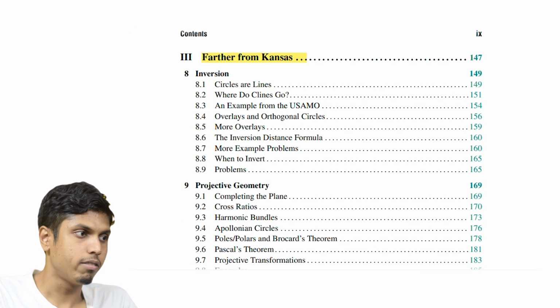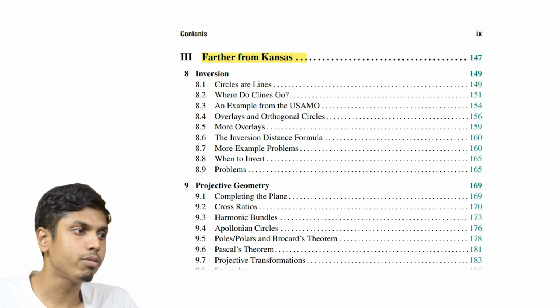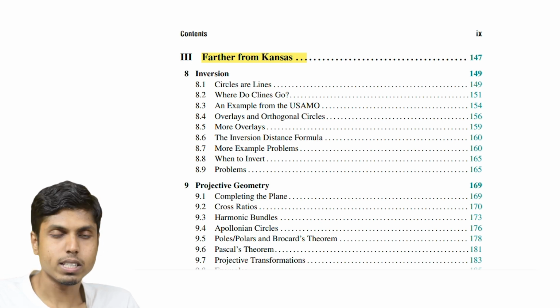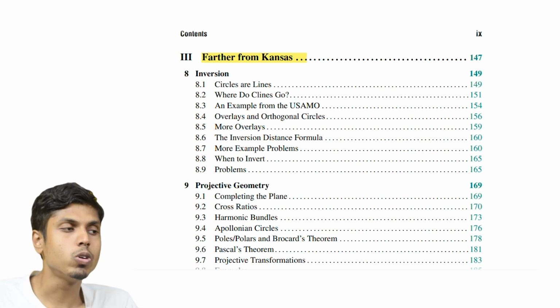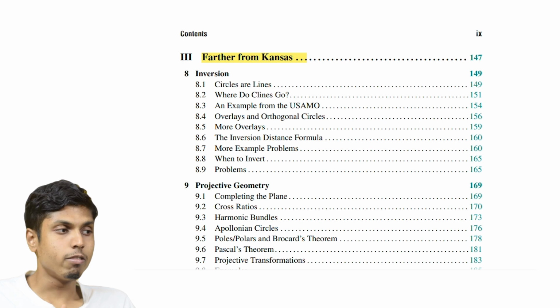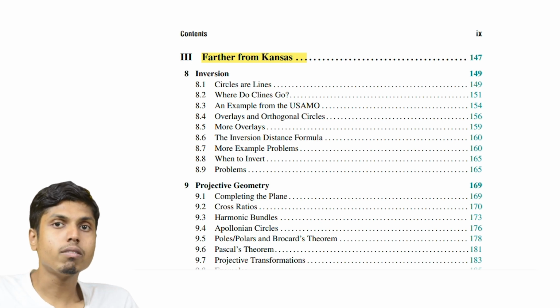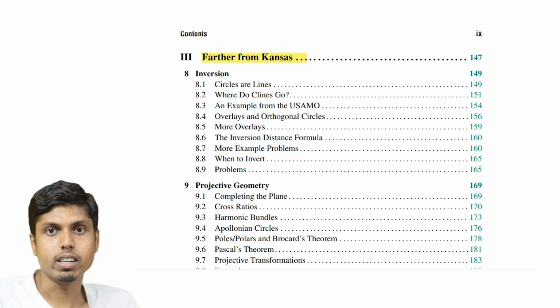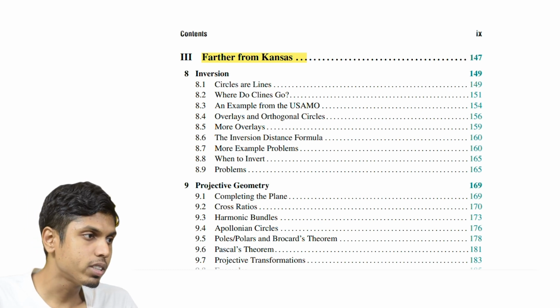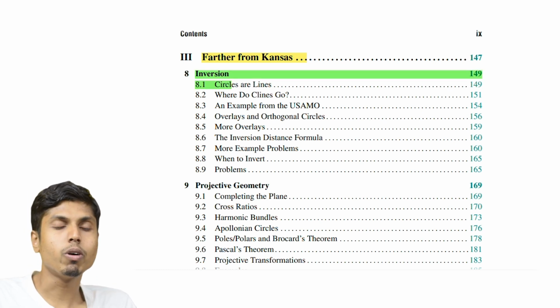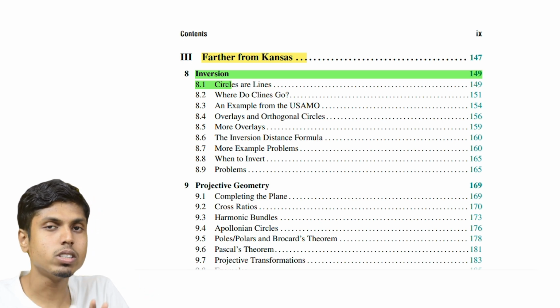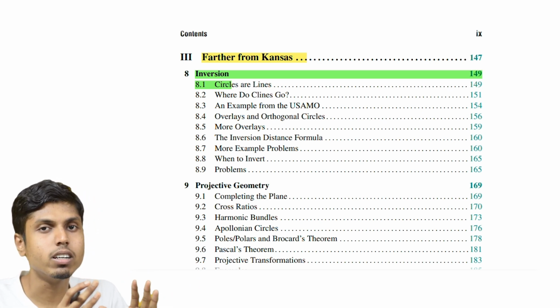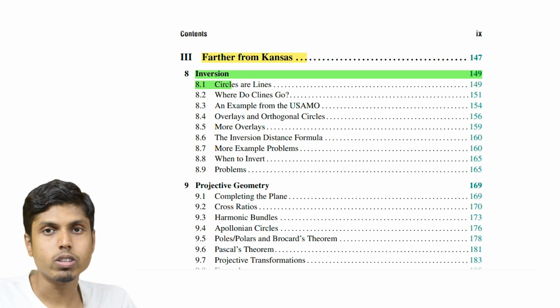And next, we have the section named farther from consensus. So as I told, these are some beautiful transformations of the plane that help you solve problems easily, which you might think are very difficult with the usual Euclidean geometry techniques that we had studied till now. For example, inversion is there. Inversion is performed about a circle, and it transforms lines to circles and circles to lines and so on and so forth.